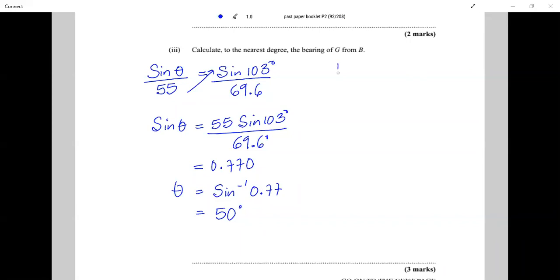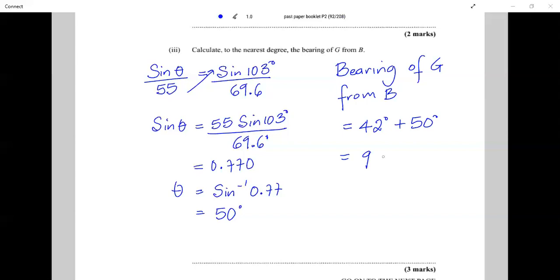And so the bearing of G from B will be equal to 42 degrees plus 50 degrees. The answer is 92 degrees. All right, sorry. With bearing, you always write it in 3 digits. So if it's only 2, you put a 0 before it. The bearing of G from B is 092 degrees.